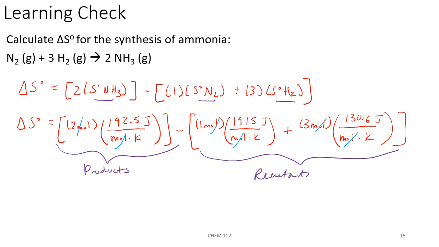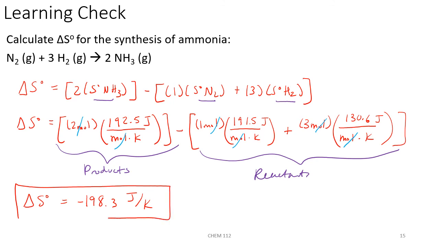So it's always final minus initial, with the final state being the products and the initial state being the reactants. This gives us an entropy change for our reaction of negative 198.3 joules per Kelvin. So we were interested in calculating that value. Now we could actually use that value to calculate delta G or do something else with it.